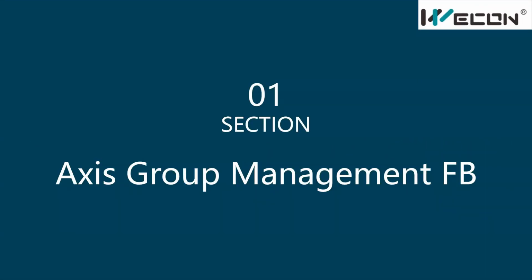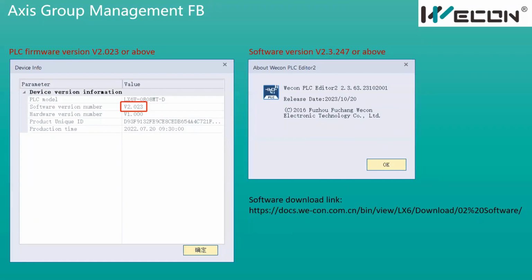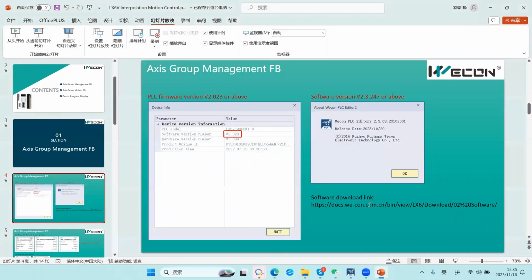First part, axis group management function block. First of all, if we want to use axis group function, we need to make sure that our PLC firmware is V2.023 or above. You could check this in device information. And the second, we need to use the software, which is V2.3247 or above. And the newest software version is the one I used. And you could download the software from this link.